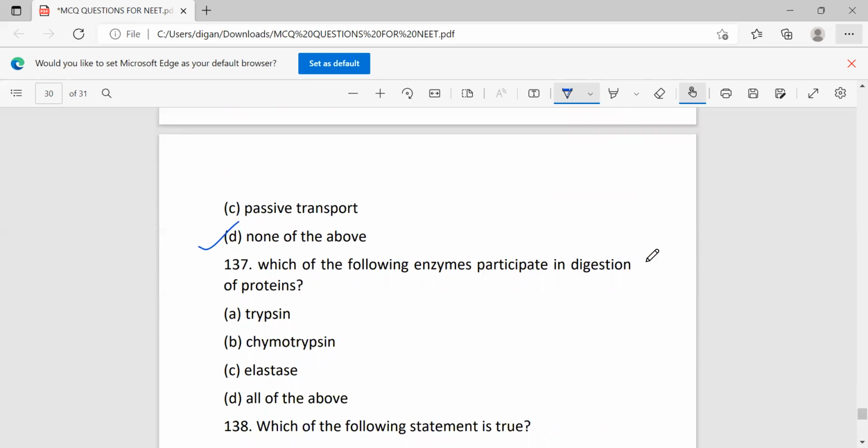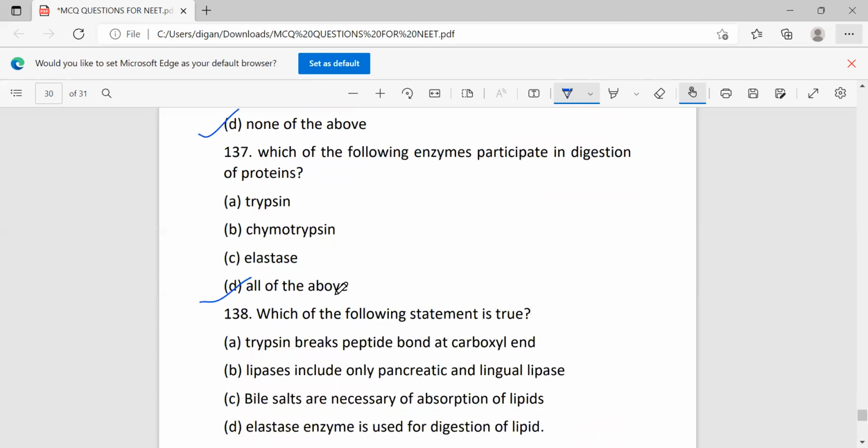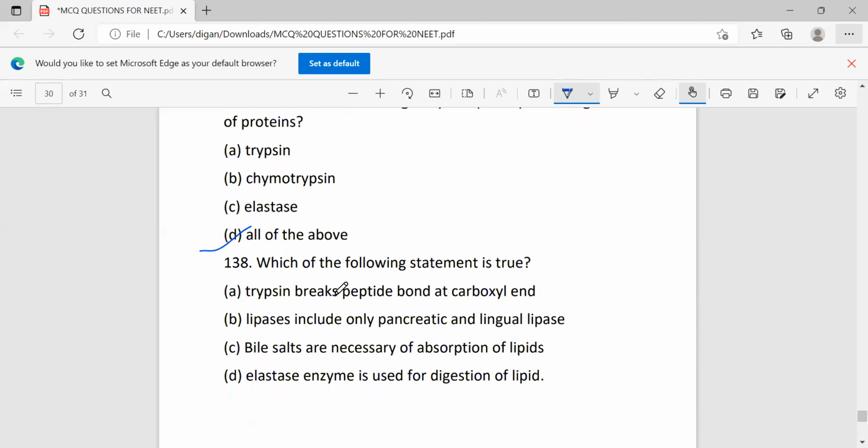137, which of the following enzymes participates in digestion of protein? Correct option is all of the above, because all of these 3 take part in the digestion of protein. Next, last question, which of the following statements is true? And for this, the correct option is option number 3. Bile salts are necessary for absorption of lipid.